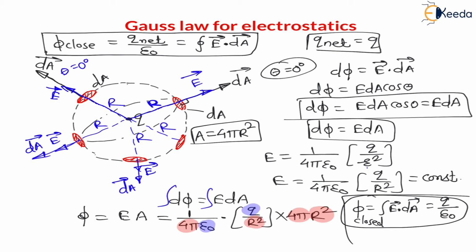Now you have to remember this law always. From this law, can you say that the net flux from a closed surface depends only on the net charge and permittivity? It depends on permittivity and net charge only. It does not depend on the radius as well as the shape of the closed surface.